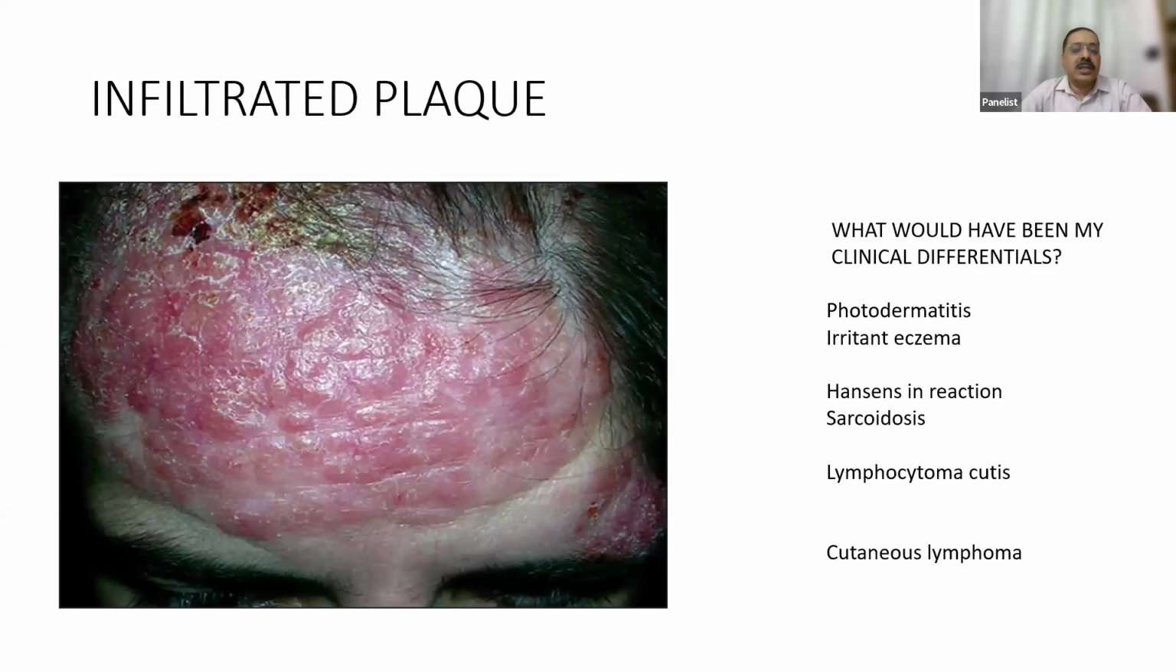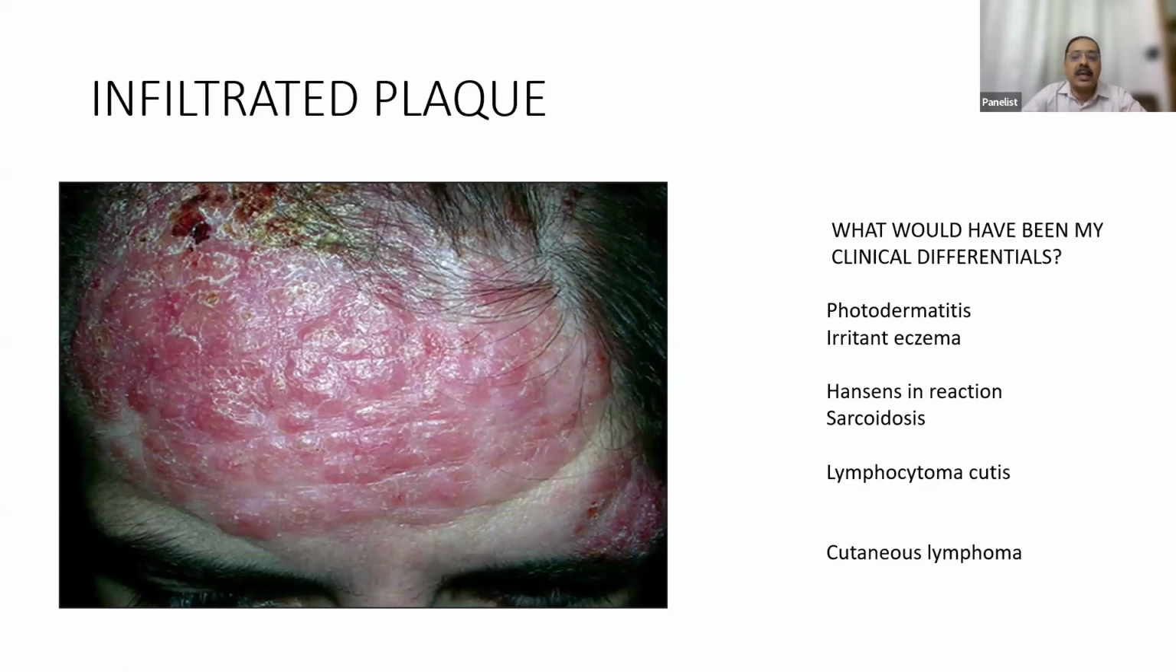Now, this is something which initiated this whole talk. What is an infiltrated plaque? This is a classical infiltrated plaque where there is an accumulation of an infiltrate into the dermis, and that is causing an intense swelling of the dermis, and the epidermis is also being swollen up in different areas. But there are certain areas of crusting also seen. This is actually a journal case, but I'm representing it here because it gives a lot of learning.